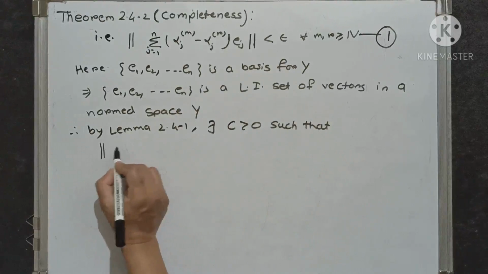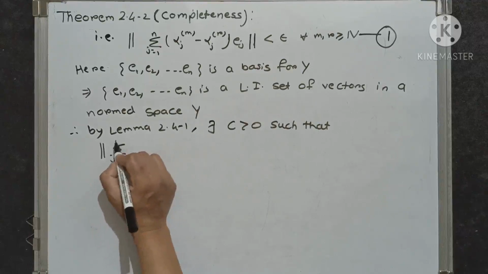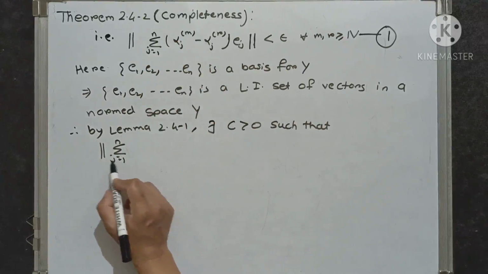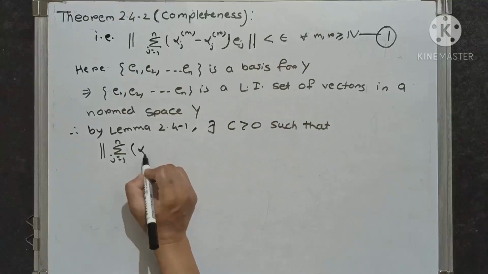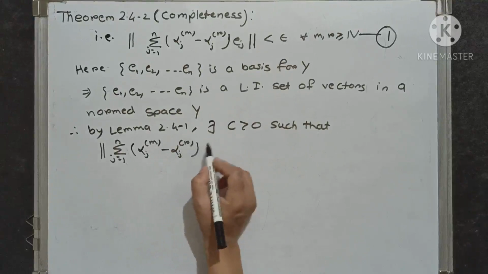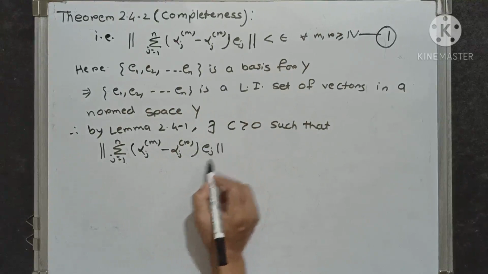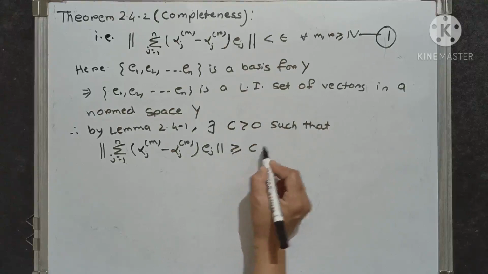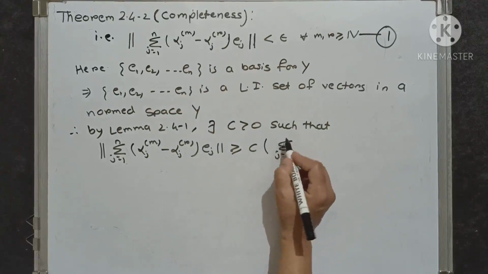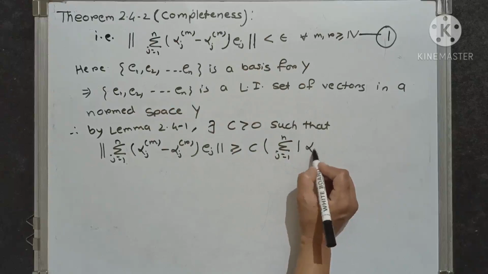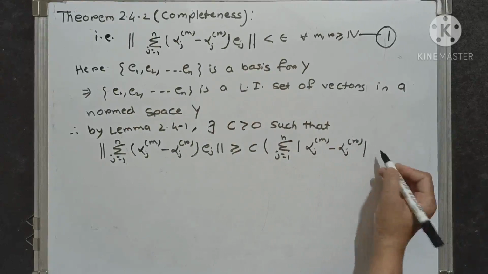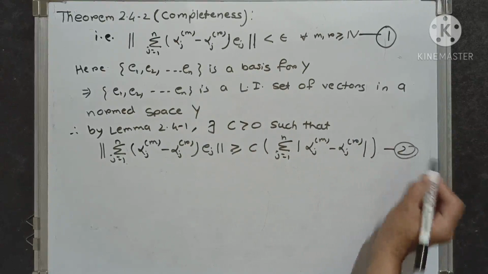that norm of summation j running from 1 to n, where the scalars are alpha_jm minus alpha_jr, alpha_jm minus alpha_jr into e_j, is greater than or equal to c in bracket summation j running from 1 to n mod of alpha_jm minus alpha_jr. We give it the equation number 2.